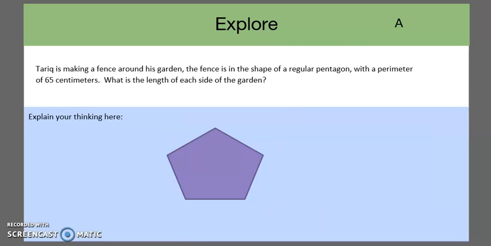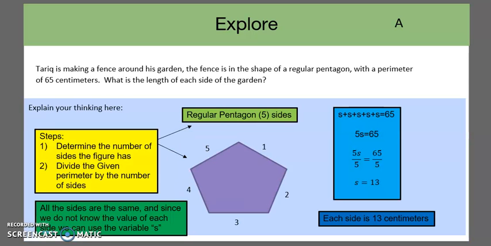Tariq is making a fence around his garden. The fence is in the shape of a regular pentagon with a perimeter of 65 centimeters. What is the length of each side of the garden? Pause the video, think about how you would work through this problem, and we're going to compare our answers on the next slide.